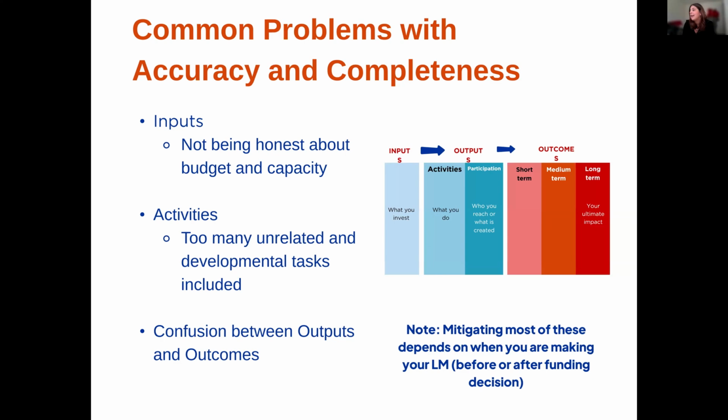So I will say mitigating all of those problems depends a lot on when you're making your logic model or amending your logic model and turning it in, right? If you're making your logic model before you get a grant, you might not know all the fine details of your program yet, because you don't know your final budget and you don't know any of those things, versus if somebody gave you money and then you're building a logic model after. So some of those things you have to take into consideration in terms of when you're building it and when you need to make changes.